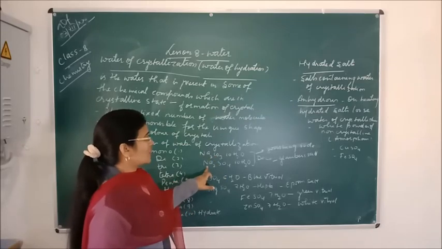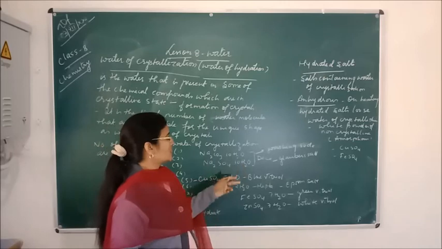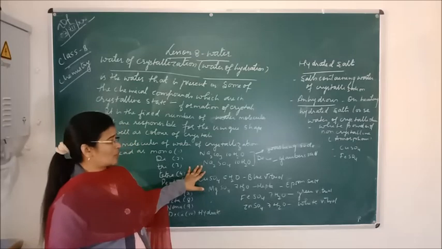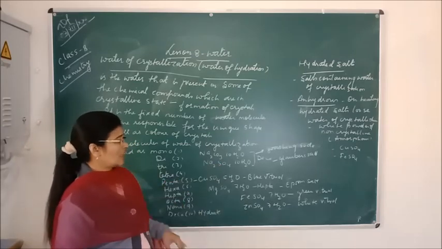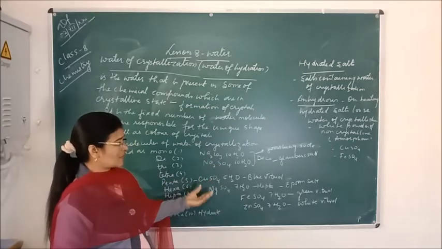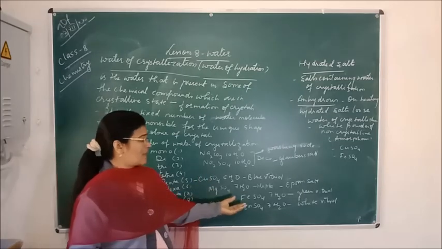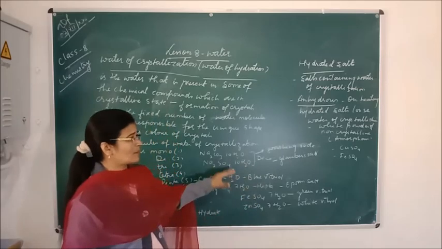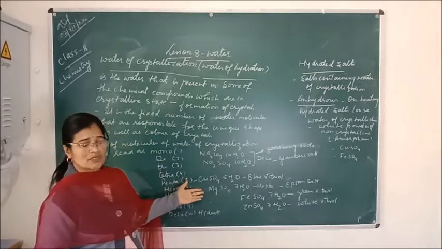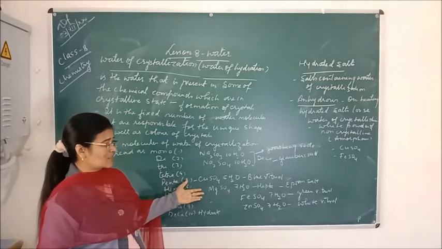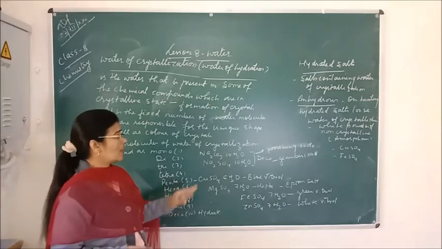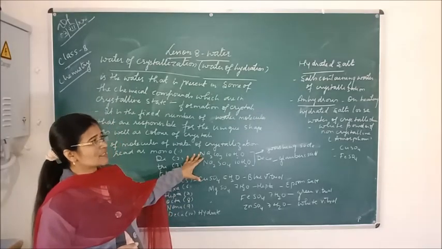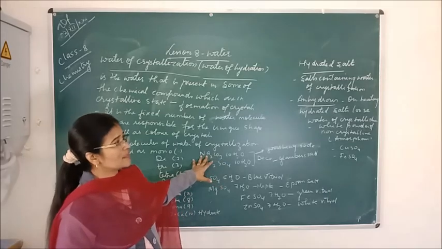If we heat sodium sulfate decahydrate, then what happens? These water molecules get removed. It remains as powder of sodium sulfate salt. In the same way, copper sulfate is left, magnesium sulfate is left, ferrous sulfate is left, zinc sulfate is left. Because on heating, these chemical compounds lose the water of crystallization, means the water molecules get lost and only the salt is left behind. So this type of salt is called anhydrous salts.